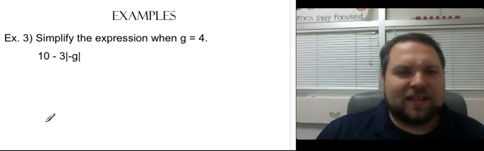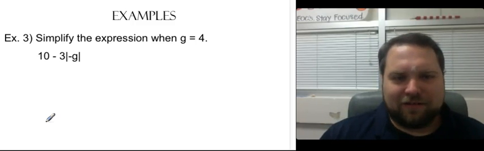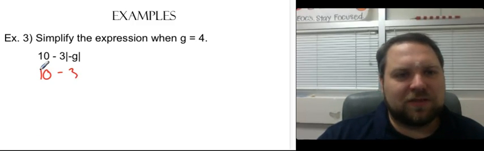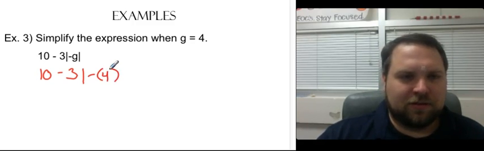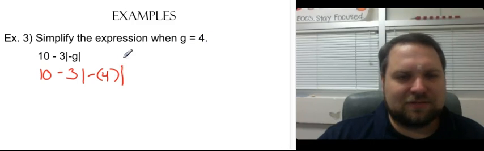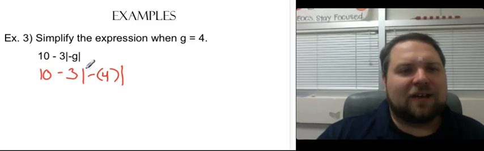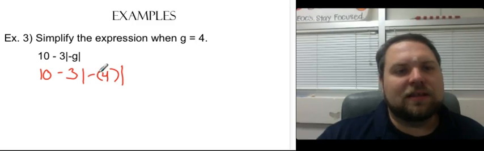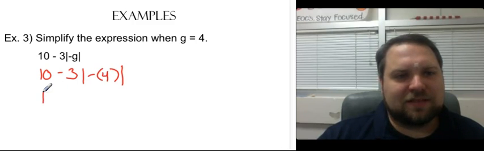For number 3, simplify the expression when g equals 4, and now I've got a lot going on in this guy, so let's break this down. We're going to write it just as it was, with the exception that I'm substituting in my value for g. Notice that I did that inside parentheses, so take the g, replace it with parentheses, and then put the number that g is equal to in there. Now, because this acts as if it were parentheses, I have to evaluate what's inside of it. -4, and then I'm going to take the absolute value of -4, and the absolute value of -4 is +4.